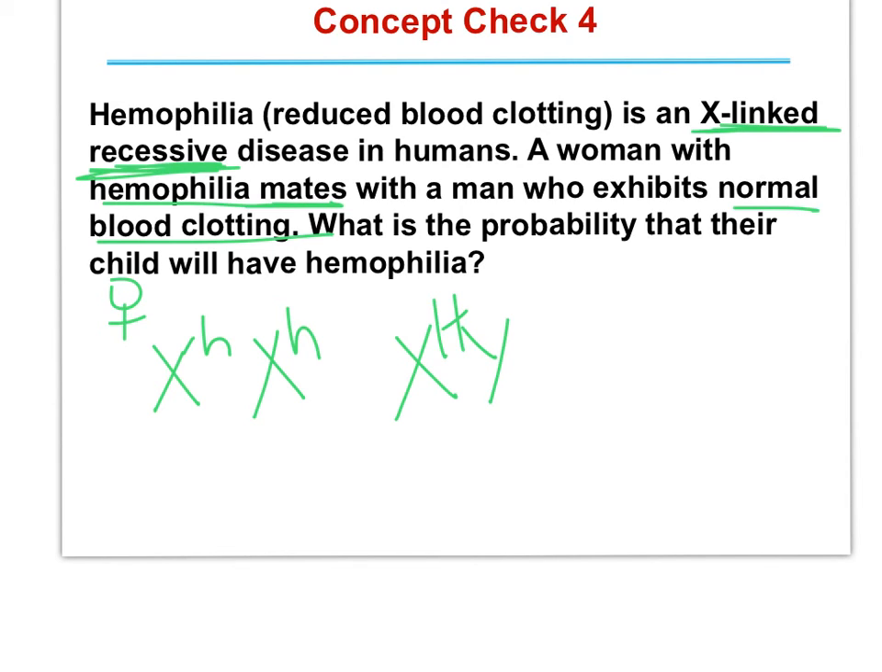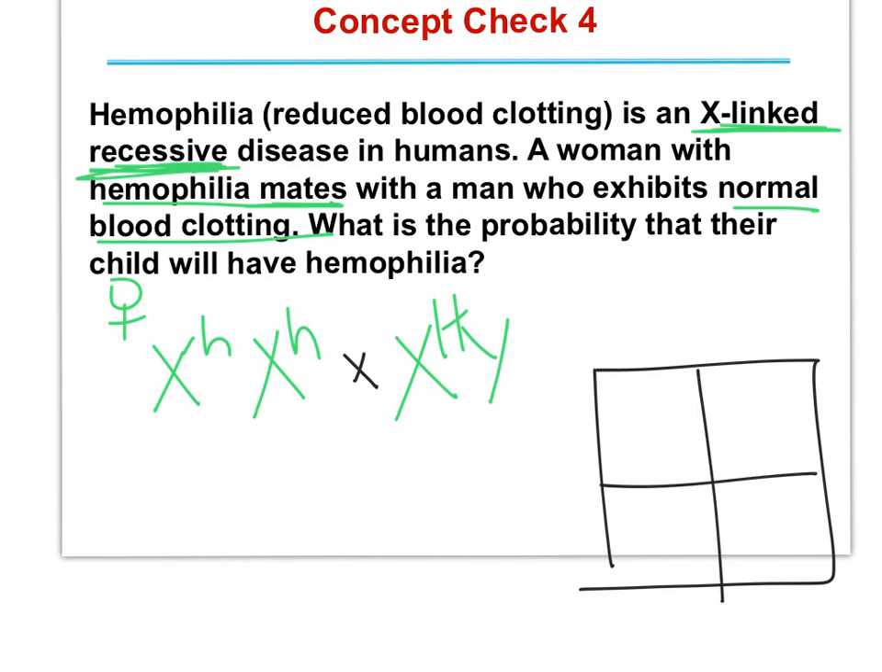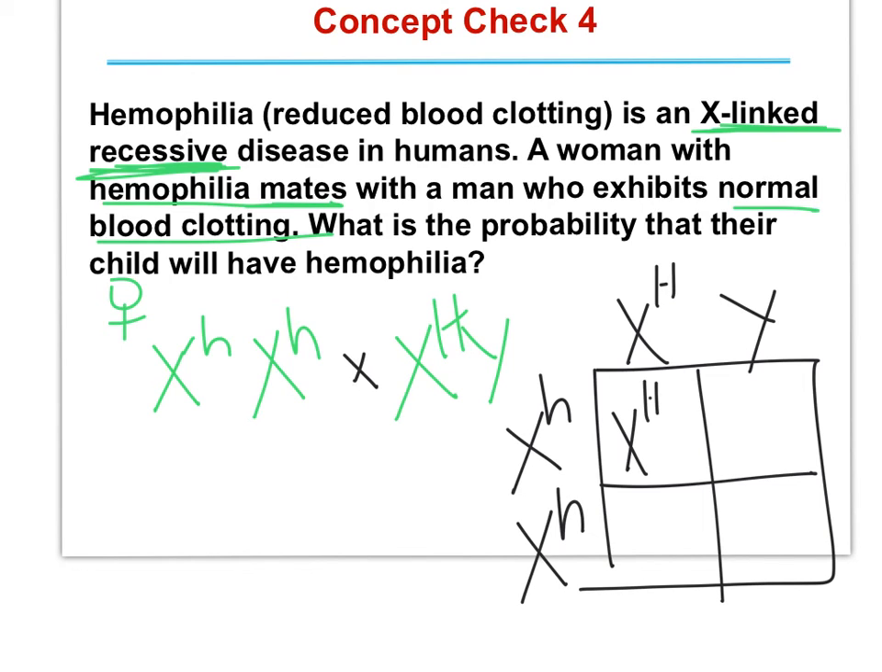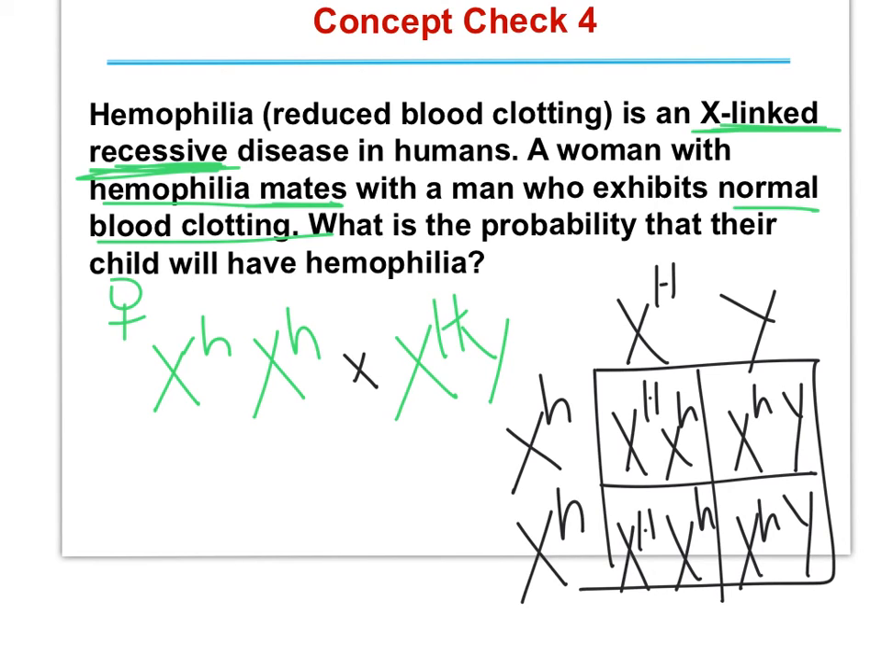Then we're going to do this cross, and we're going to make our little happy Punnett square. We're going to put the guy up here and the missus down here, and we are going to draw our squares. So what do these guys look like?